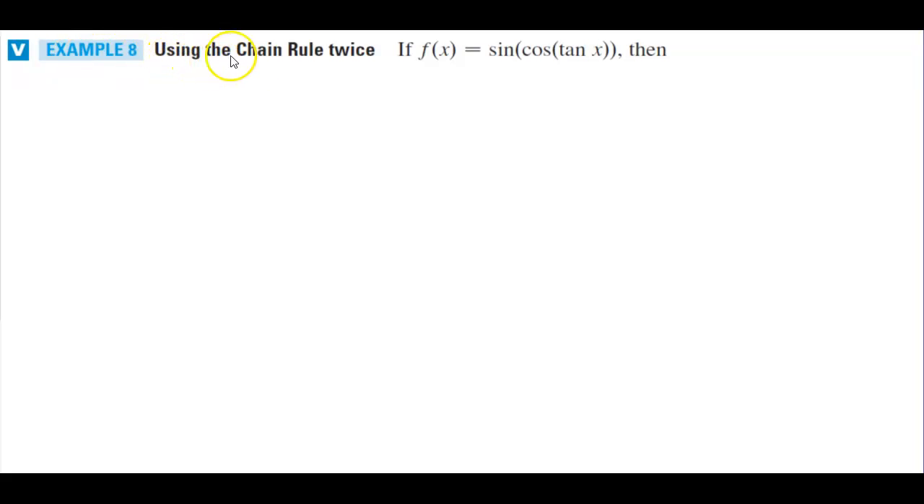Example 8, we're going to use the chain rule twice. So if f of x is equal to sine times cosine times tangent of x, then we're going to get the following. So the first step is we want to find f prime of x.